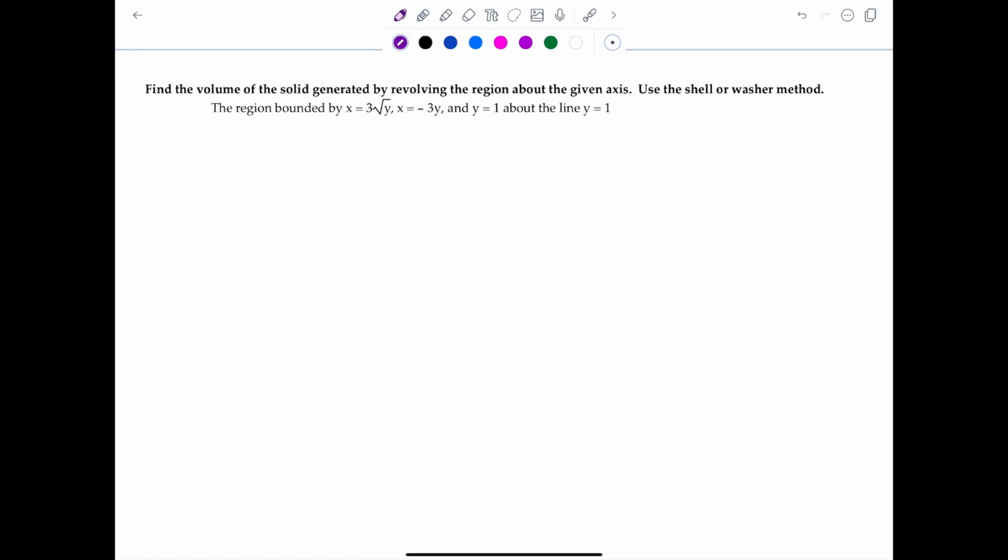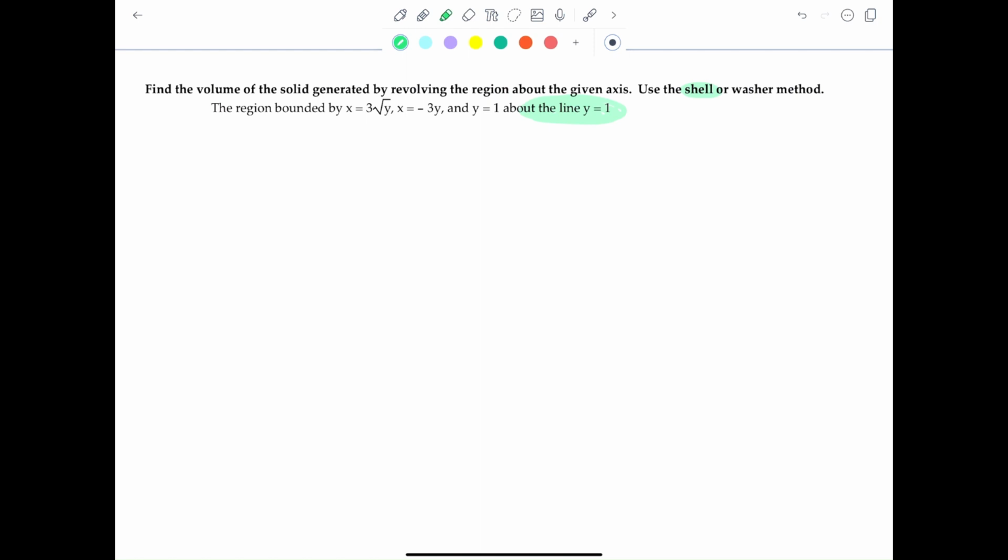Find the volume of the solid generated by revolving the region about the given axis. What's the given axis? This time we're spinning about the line y equals 1. Use the shell or washer method. So just to practice, we're going to do shells. If you want to redo this with the washer method, knock yourself out. This should remind you of one that we've already done.